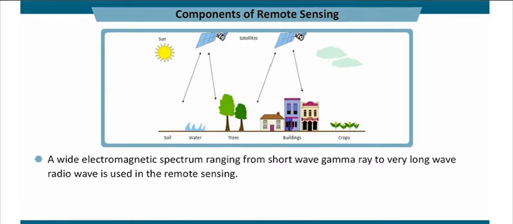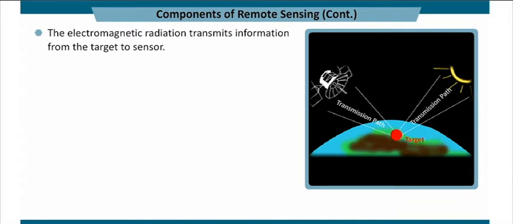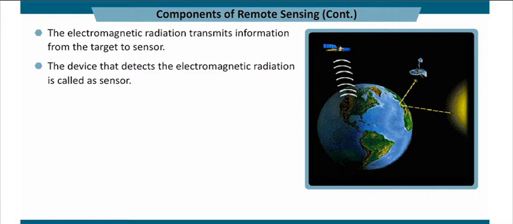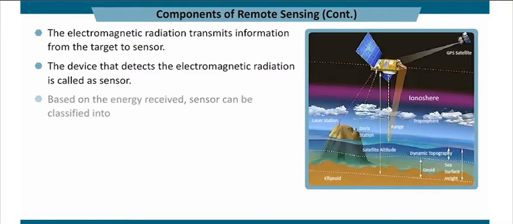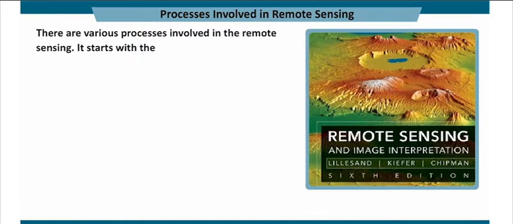The target's interaction with the electromagnetic radiation is subject to the properties of the target and radiation. The electromagnetic radiation transmits information from the target to the sensor. The device that detects the electromagnetic radiation is called a sensor. Based on the energy received, sensors can be classified into passive sensors, which detect the natural radiation emitted by the target, for example, cameras used to take daylight pictures. Active sensors transmit signals of their own and measure the energy reflected back from the target, for example, radar.